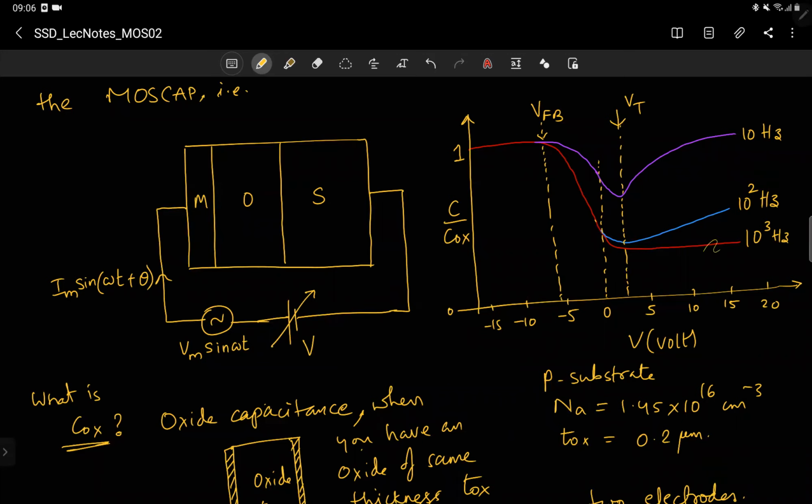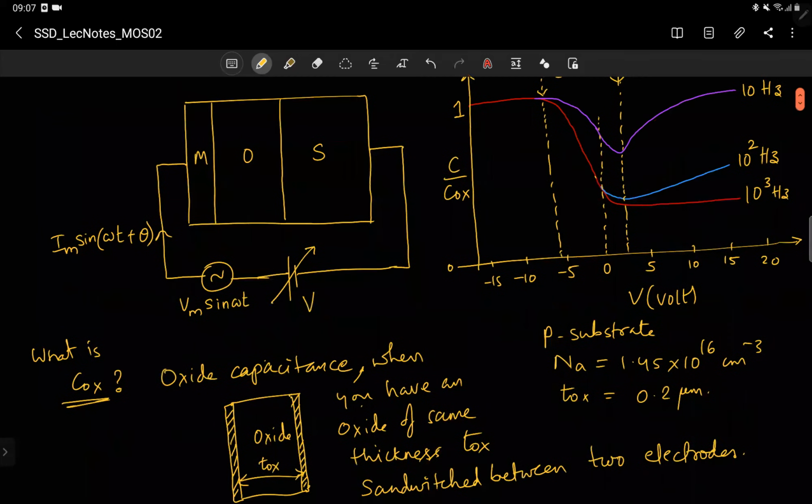There is one red curve here, which is at a frequency of 1 kilohertz. If you change the frequency, the curve changes in the right side portion, not in the left side portion. If you decrease the frequency further, it is still changing. So you get different curves for different frequencies. There are also some special features of the CV curve, noted as VFB and VT, which we will see later. And if you see the voltage range, this is how it is. This is a very old MOSFET, you can say. For a very new MOSFET, this voltage axis will be scaled.